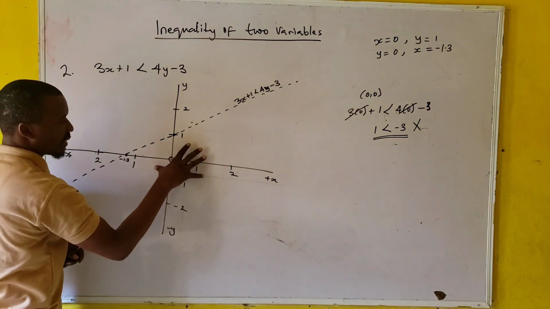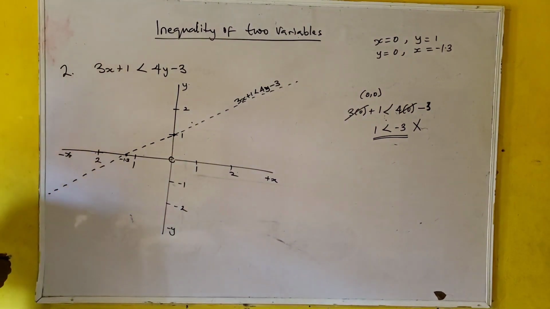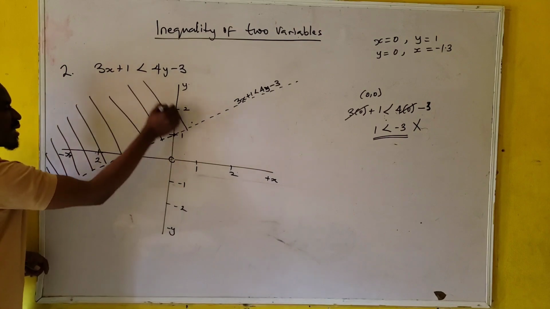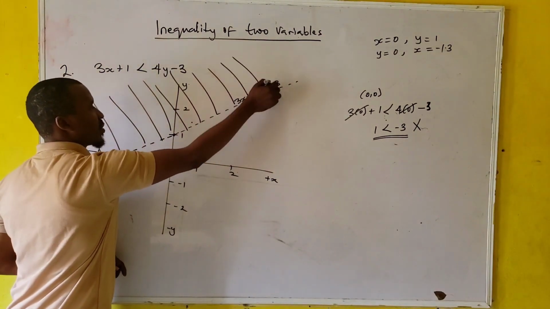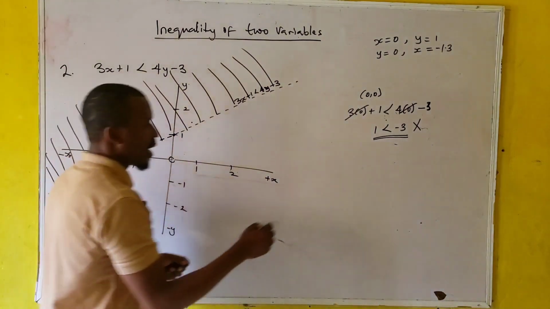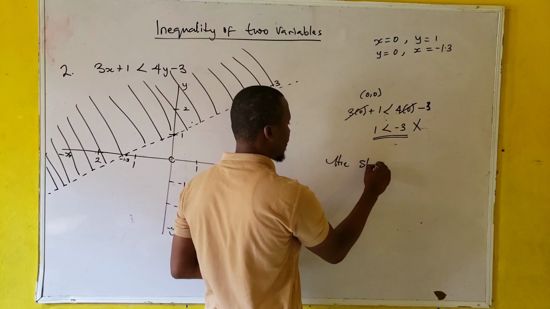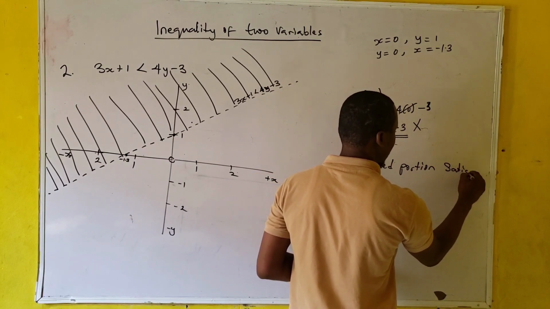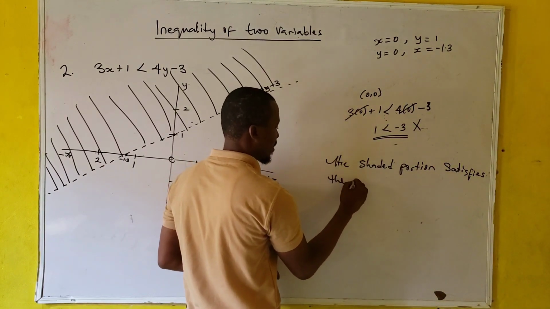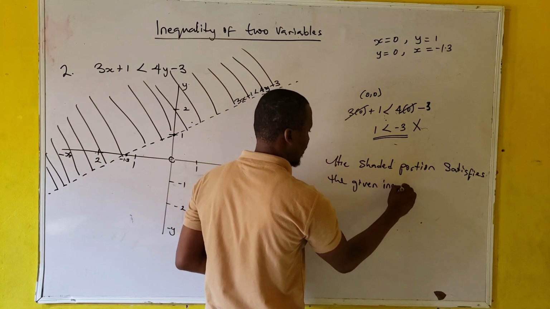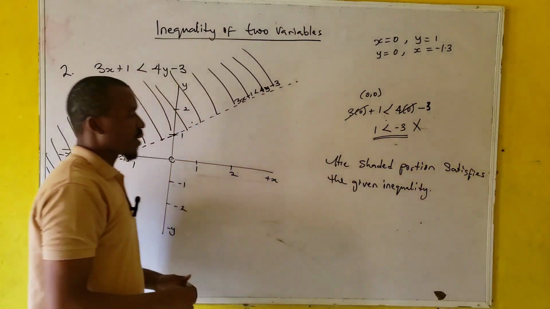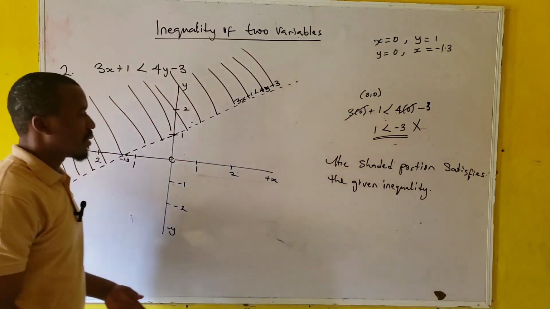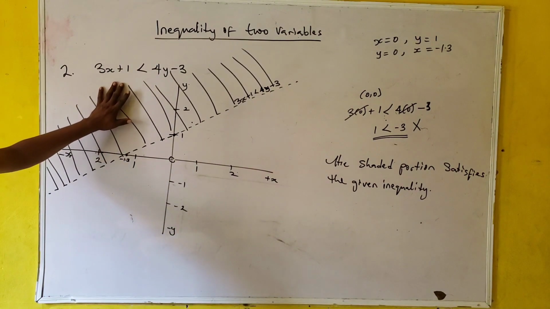So I'm going to shade the part that satisfies the inequality. Remember, from what we have solved, this region did not satisfy the inequality. What matters most is that you are going to tell us where. So you have to inform us. So how am I going to inform you? I will write: the shaded portion satisfies the given inequality. So when an examiner sees this and reads your conclusion, he will be able to understand that yes, the shaded portion is where satisfy the inequality.